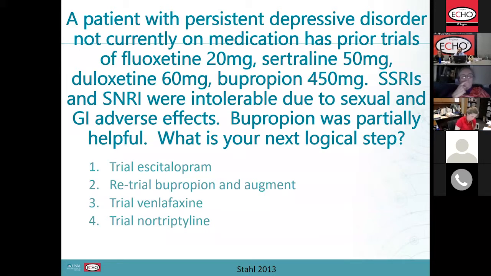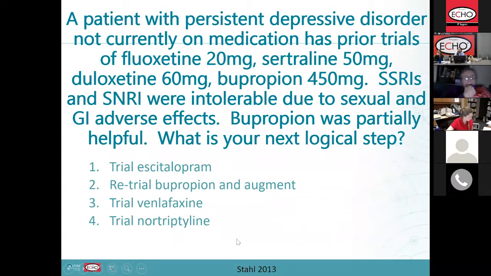Good. So what we're seeing here is that 2 SSRIs and 1 SNRI were intolerable to the patient because of sexual adverse effects. So escitalopram, what's that mechanism? SSRI. It's an SSRI. So chances are this is going to have sexual adverse effects for this patient. So that might be a non-starter for the patient. So even though these doses of these medicines may not have been adequate doses, the medicines were intolerable. So probably better not to revisit this SSRI. Whereas venlafaxine is an SNRI, probably just as likely to cause sexual adverse effects as the SSRIs.